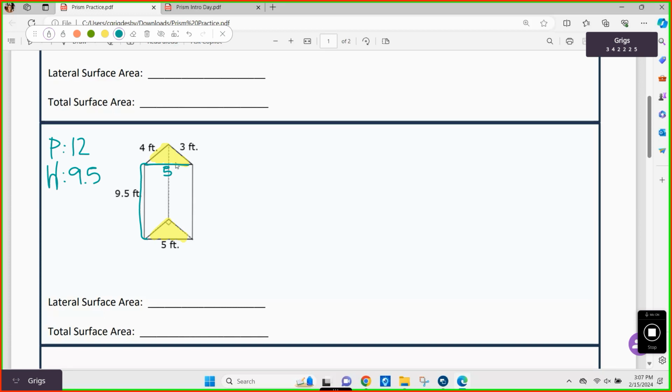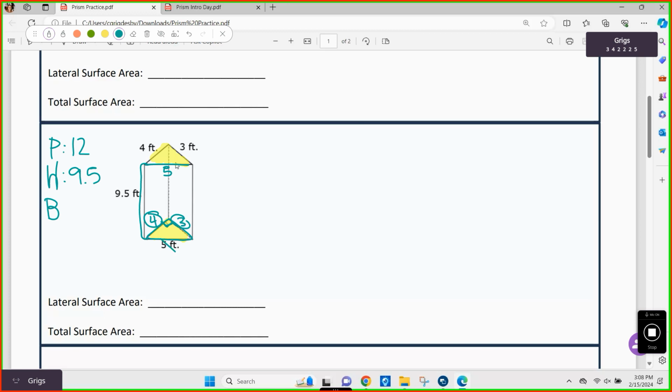Okay, and now here's where you guys got stuck. The area of the base. Looking at this triangle, it gives you a right angle, yes? This side length of the triangle is 4. This side length of the triangle is 3. Out of those 3 lengths, 4, 3, and 5, which two connect to make a right angle? 4 and 3 connect to make a right angle.